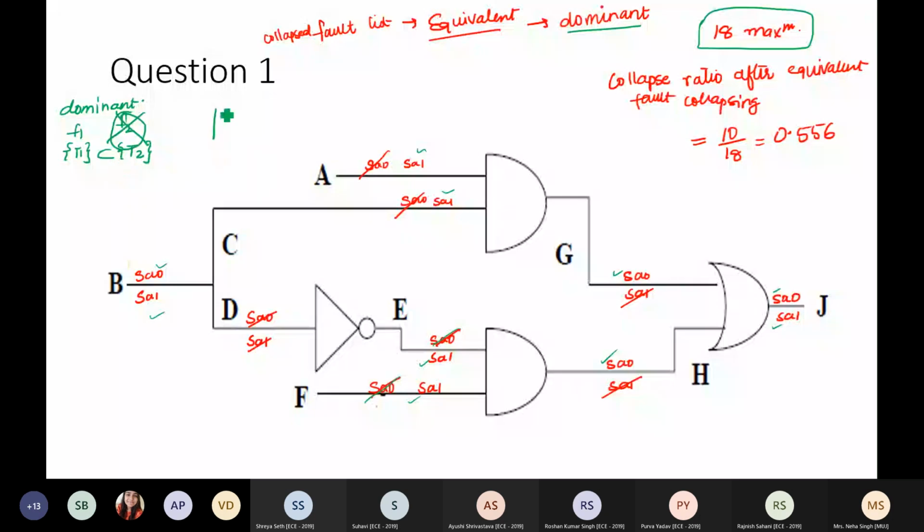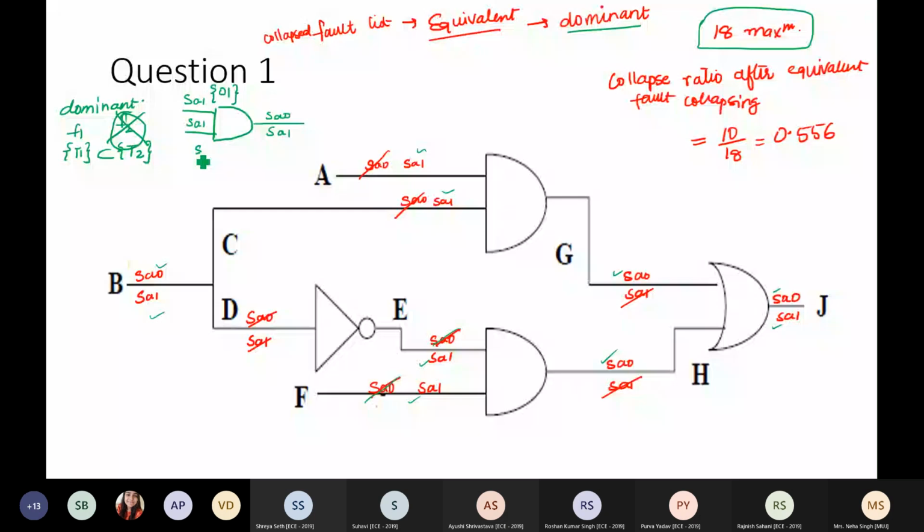after equivalent collapsing, what am I left with? Stuck at 1 fault here, stuck at 1 fault here, and the two faults at output, stuck at 0 and stuck at 1. The stuck at 1 at input was tested with what test vector? It should be 0 here, so 0 1. This was tested with 1 0. Stuck at 0 will be tested with 1 1, and stuck at 1 will be tested with 0 0, 0 1, 1 0.